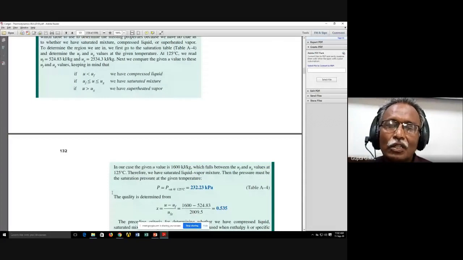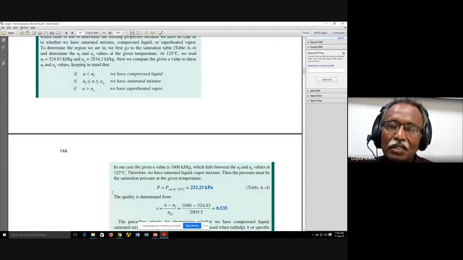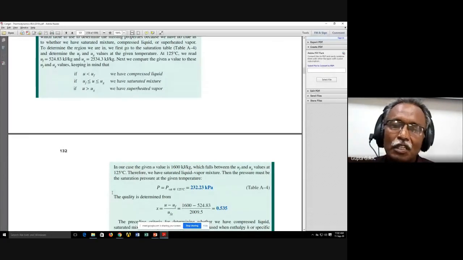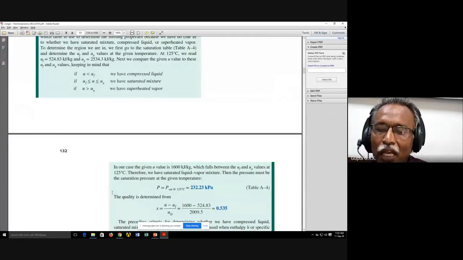If V, U or H are known, you have to first calculate the dryness fraction. Then you can calculate the other properties. If X is given straight, you can calculate the specific volume, enthalpy, entropy from the table values VF, VG, UF, UG like that. Okay, this is the way you have to solve the problems of pure substance. Any doubts?